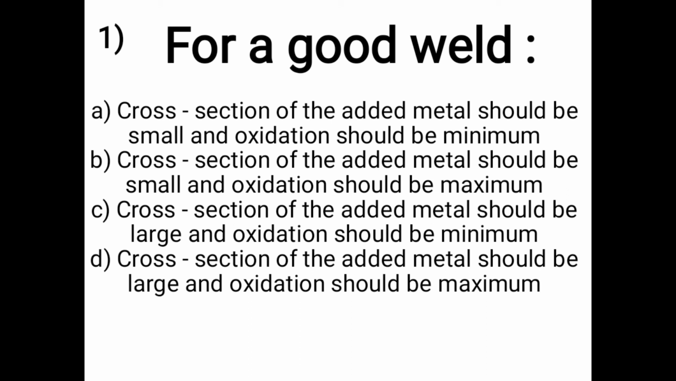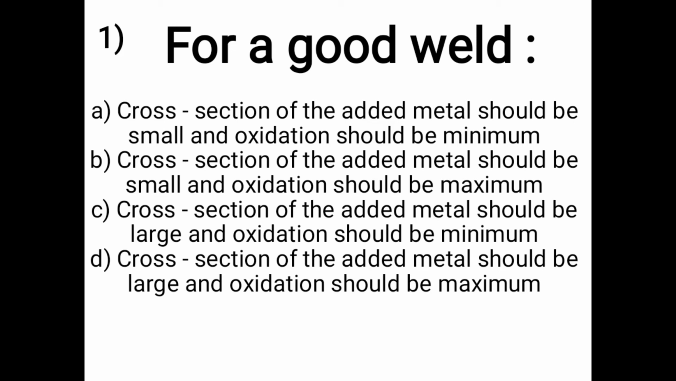So the first question is: for a good weld. Options: A, cross sectional area of the added metal should be small and oxidation should be minimum. B, cross sectional area of the added metal should be small and oxidation should be maximum. C, cross sectional area of added metal should be large and oxidation should be minimum. D, cross sectional area of the added metal should be large and oxidation should be maximum.